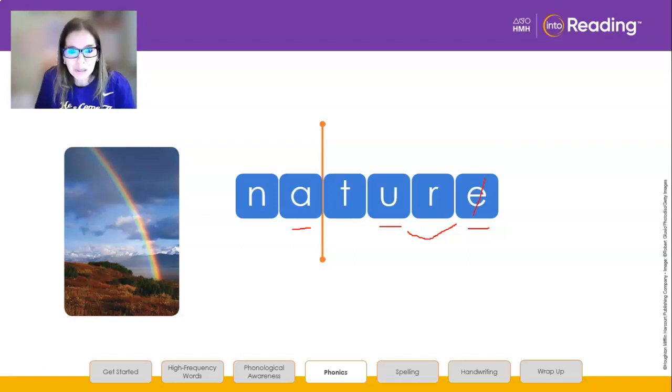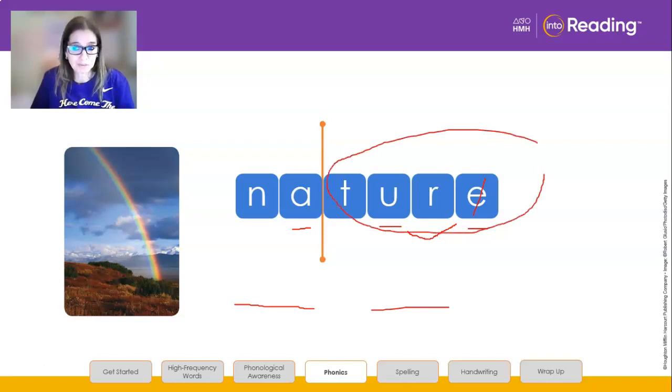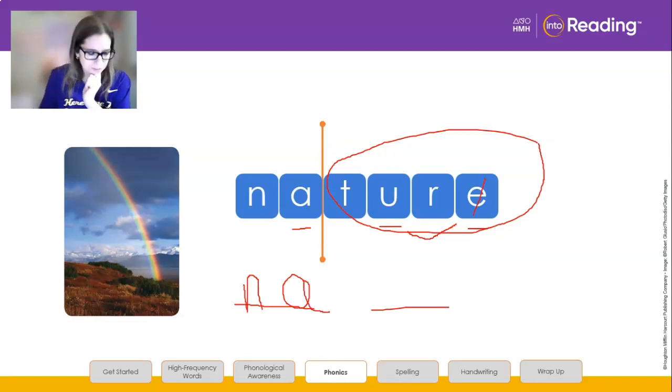So, what do you notice? What do you wonder about the syllables? How many are there going to be? 2 syllables. The second syllable, sure, I got that one. What about the first syllable? This is what we have left for that first syllable. What do you know about that first syllable? Right, that first syllable is open. And because it's open, it's going to have the long A sound. What is the sound for the long A? A. So this first syllable, nay. Second syllable, chur. And the word is nature.